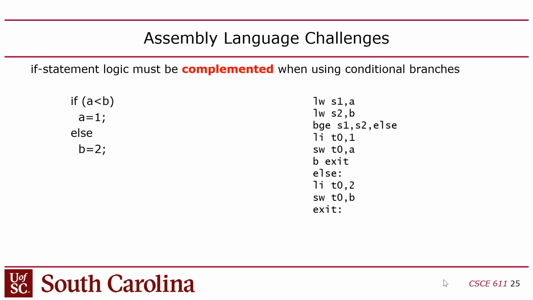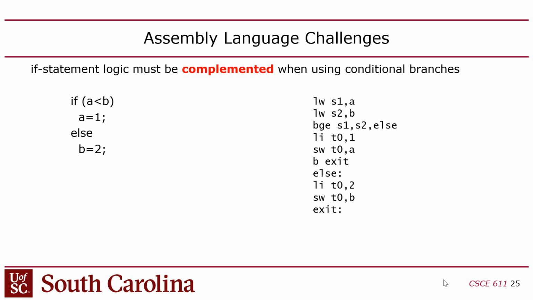So what ends up happening is in assembly language, usually you have to complement the condition, right? If you want to know if A is less than B, you say, well, what if A is greater than or equal to B, then jump to the else part. And then your fall through is the true part, right? Does it make sense? So in other words, you have to reverse all your if statements, right?